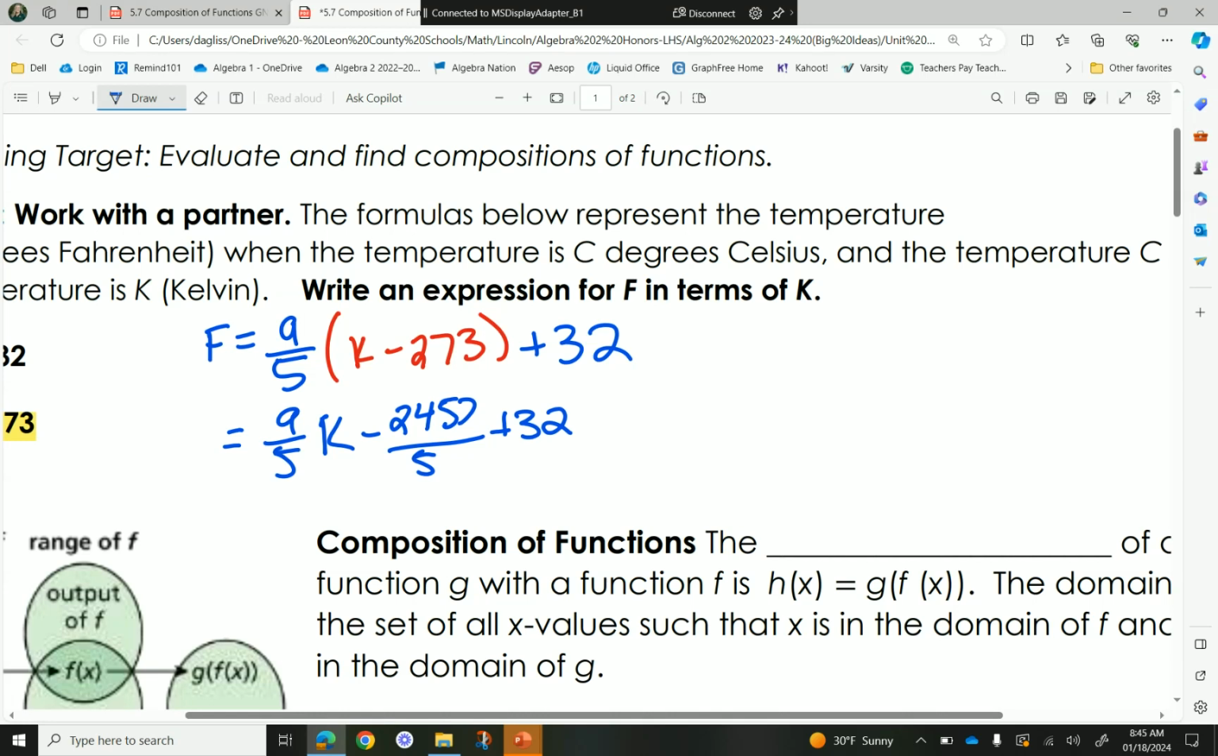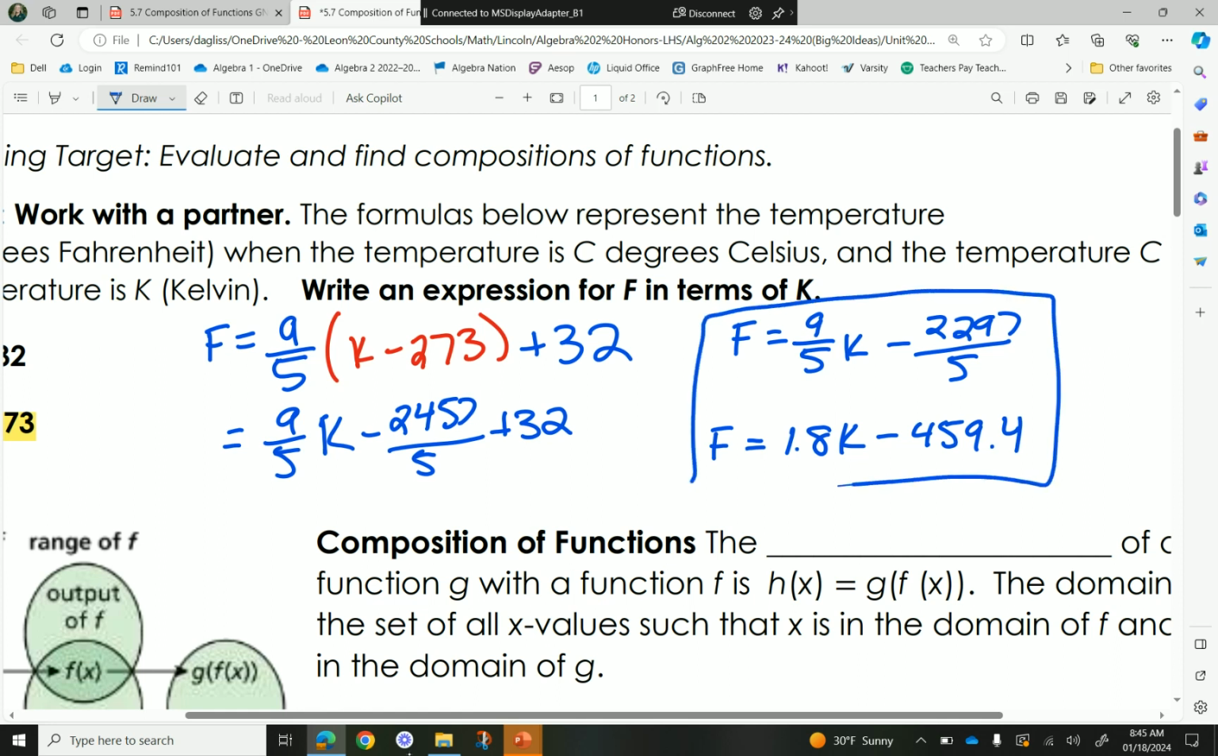I'm going to give you the fraction and the decimal version, because I'm not sure which one you did. Okay, so fraction version, you get 9/5 k minus 2,297 over 5, or if you change those to decimals, you got 1.8k minus 459.4. So either one of those will work. It didn't tell you fraction or decimal, but it told you in terms of k, meaning k was the variable.